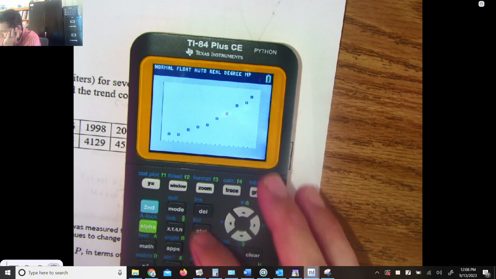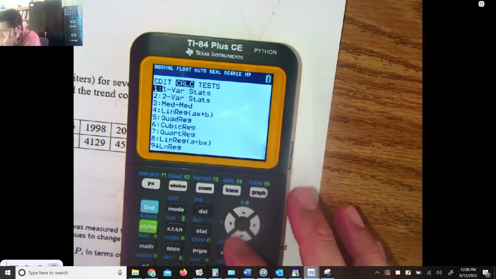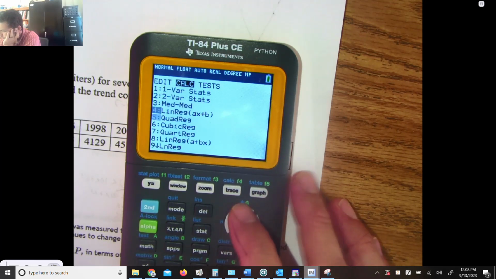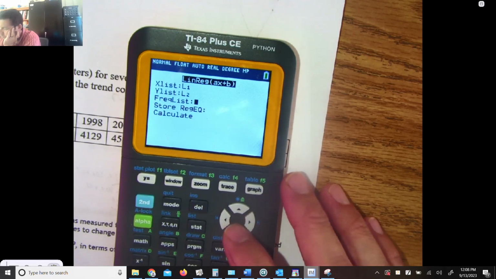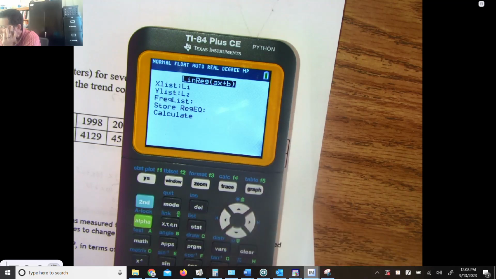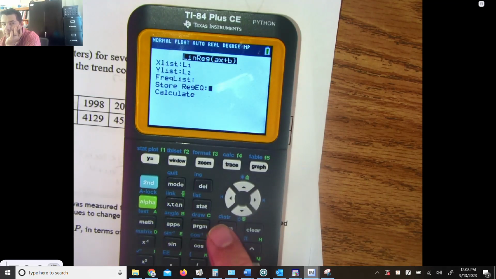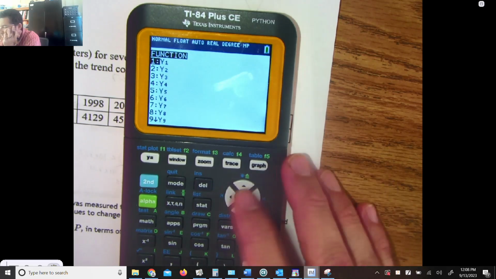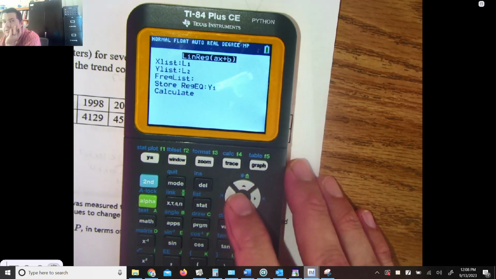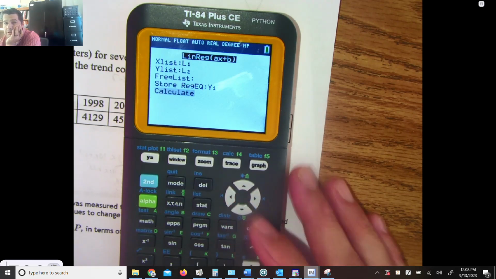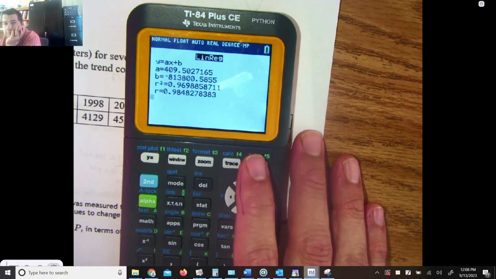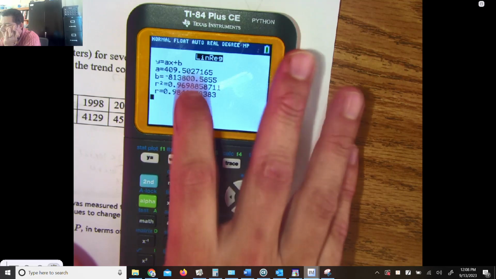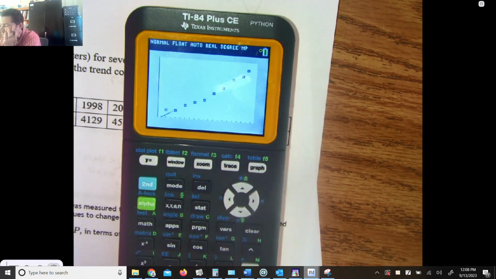Let's see here. I'll go back to stat, calc, linear regression. And you don't have to do this, but you see where it says store regression equation? You can hit the variable key, vars, scroll over to y-vars, hit function, and y1. What that's going to do is take your equation and put it into y1. So this stuff right here, as soon as you hit graph, is right there.